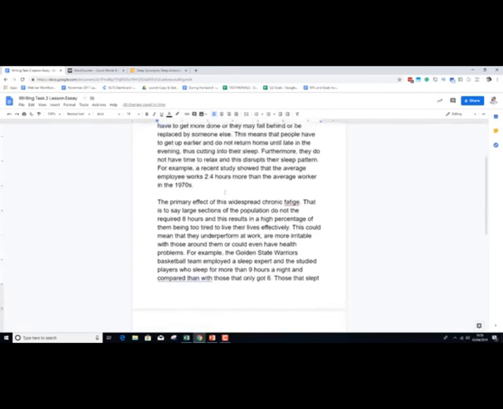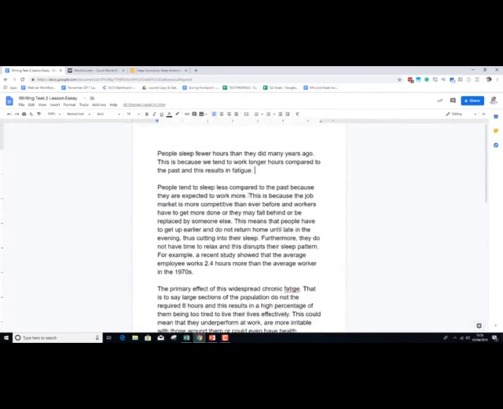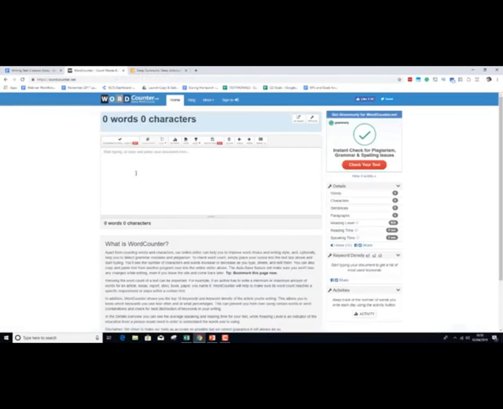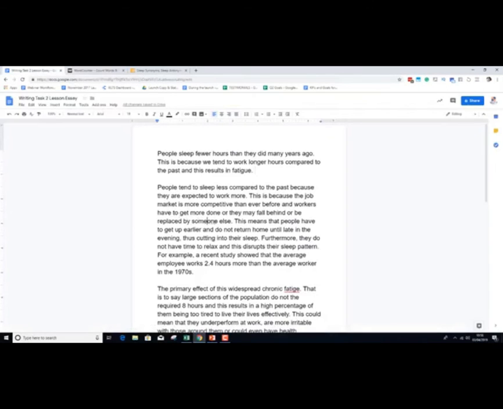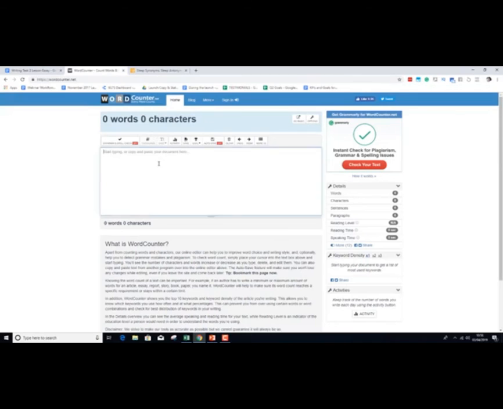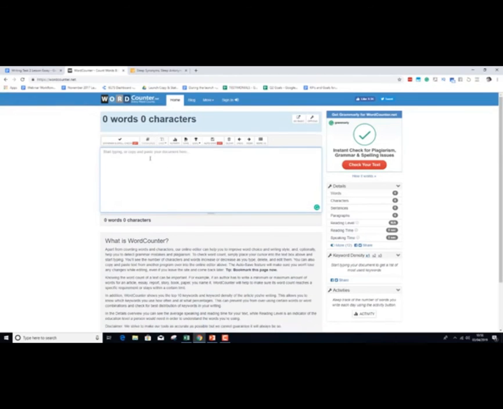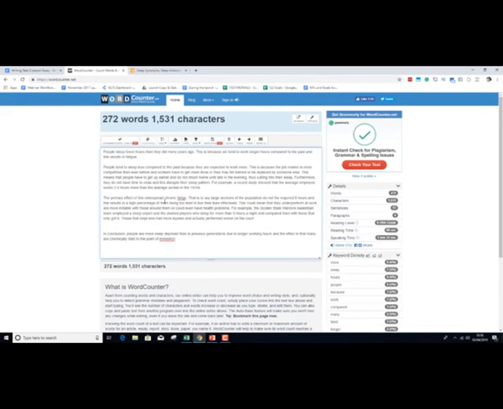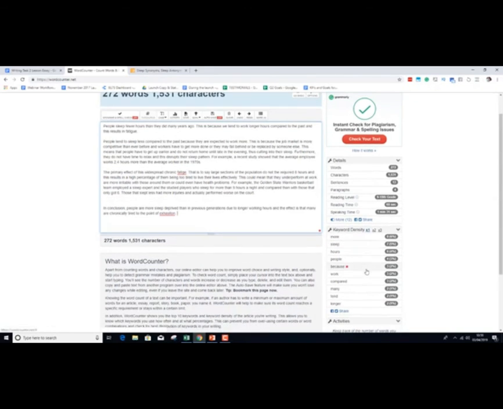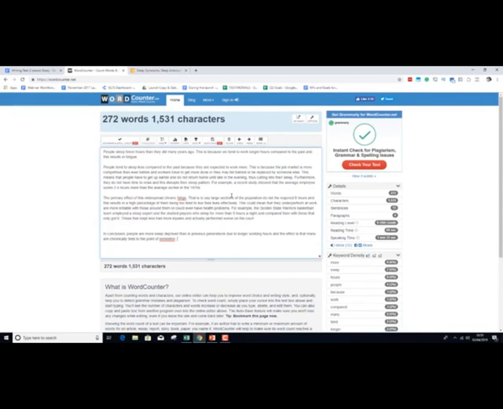So we took her essay and we put it in here, which is a word counter. You can just copy and paste any document in here. 272 words, it shows your mistakes and all of those things, but let's have a look here. Keyword density. All right, so she used sleep 7 times. So she said, "I can't repeat the word sleep 7 times and hope to get a high enough score."